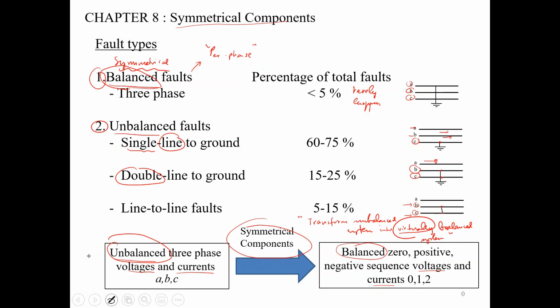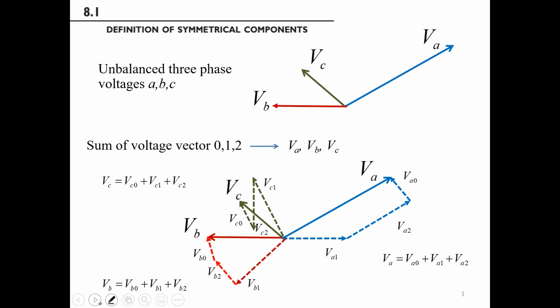So in this case, when we transform the three-phase voltages, we will have to deal with the so-called zero, positive, and negative sequence voltage. Basically, we try to transform unbalanced voltages into three types of balanced sequences. You will see in this video how to transform this and what the benefits of applying symmetrical components are.